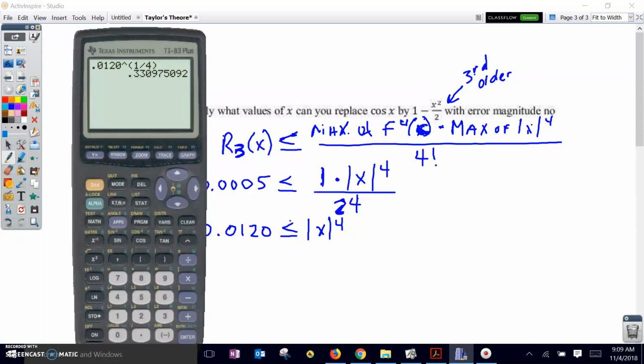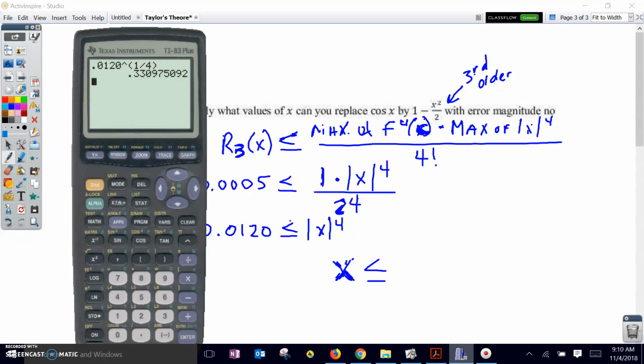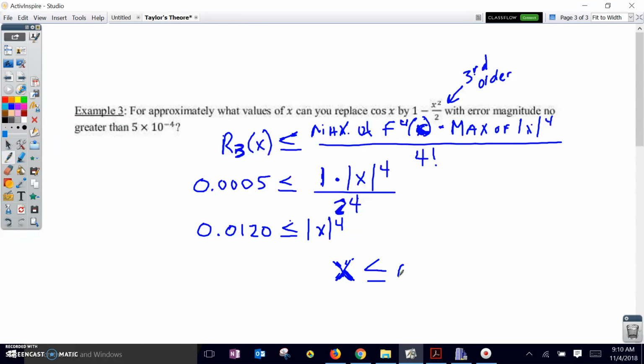And when I write this, I want to round it out. Round it out. I just made a hand motion that you can't really see in the video. Sorry, it's been a rough morning. And so x needs to be in between positive 0.331 and negative 0.331.